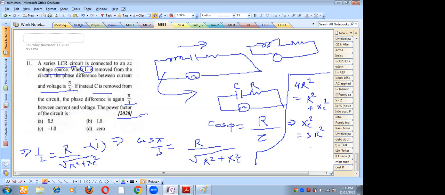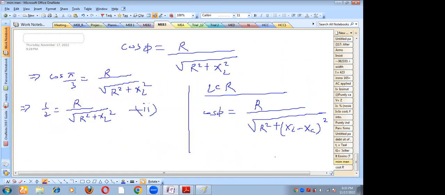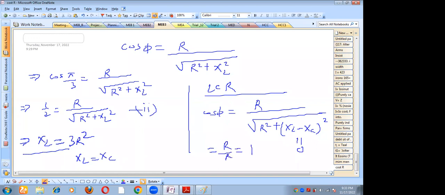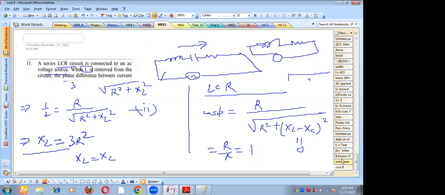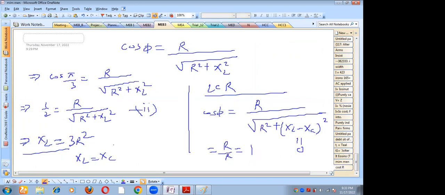From here, if you see the second equation also, you will get the same thing: XL square also equal to 3R square. So from both equations, we get XL equal to XC. So this term will be equal to 0 and we will get R by R, which is 1. Got it? Without solving, we can also say that equations 1 and 2 are symmetric, so XL should be equal to XC. Are you getting it?